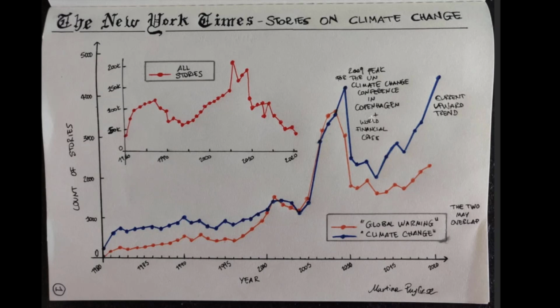So my question here, which arose from looking at this, was why do we see a spike in 2009 in the stories published on climate change? Well, it turns out that 2009 was the year of the United Nations Climate Change Conference in Copenhagen. It was also the year of the world financial crisis, one of the years when it roughly peaked. So maybe the New York Times was publishing more stories about both things together. That's why you will see the spike here, but also in all stories in general, which is quite interesting.